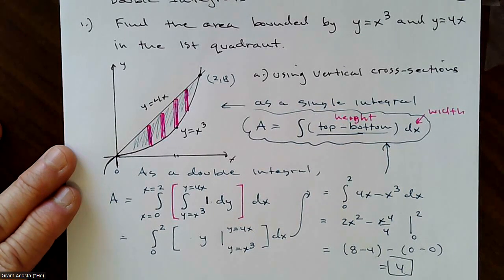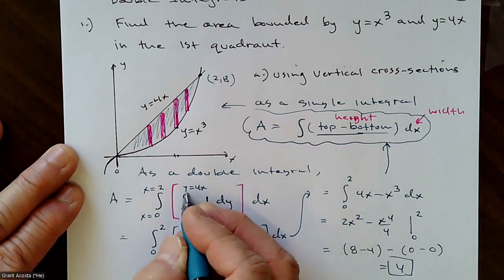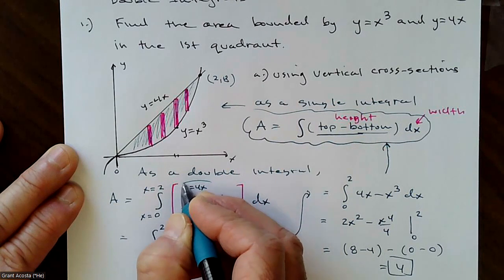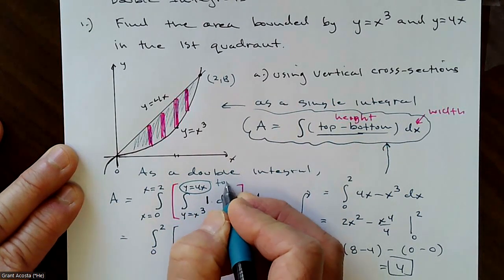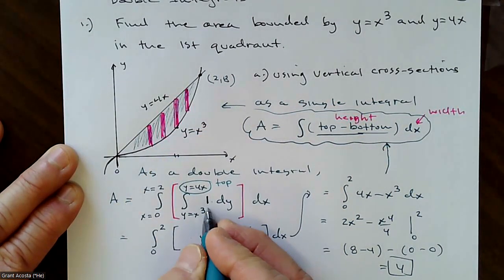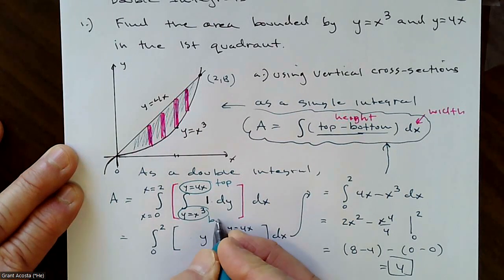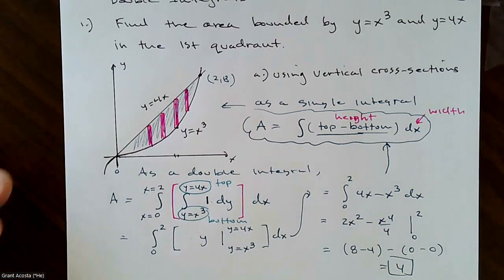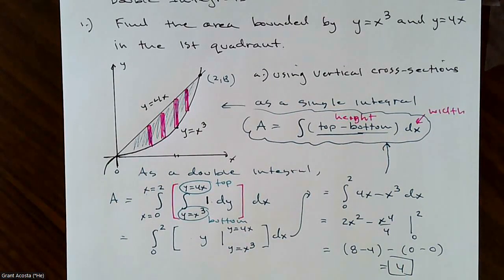So to review, for the double integral here, you're just going to put your top function. If you're using vertical cross sections, your inside integral, this is going to be what your thin rectangles hit on the top. This is what they hit on the bottom. And then the outside limits are just the same as you would set them up if you were doing a single integral.